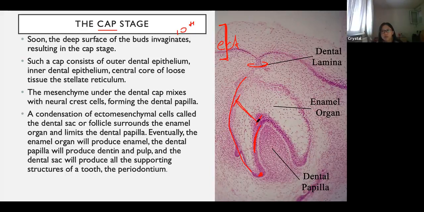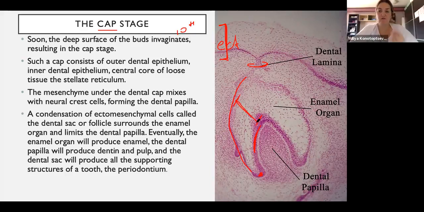Stellate reticulum. So if you can see, we have three layers now. We have the outer enamel epithelium, stellate reticulum, and inner enamel epithelium. This is the beginning of the enamel organ. So this right here is your future enamel organ, because we're missing one more layer.